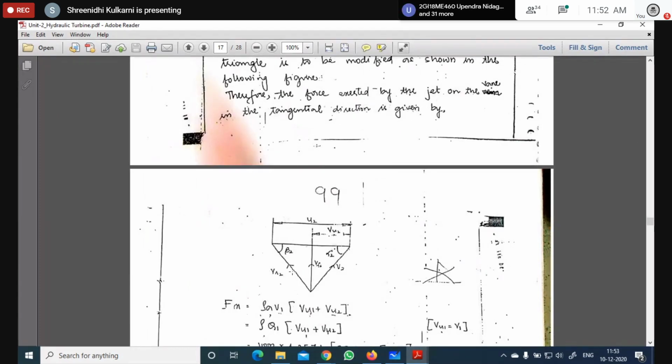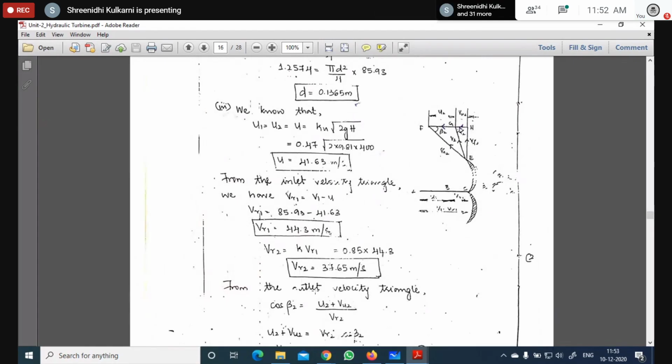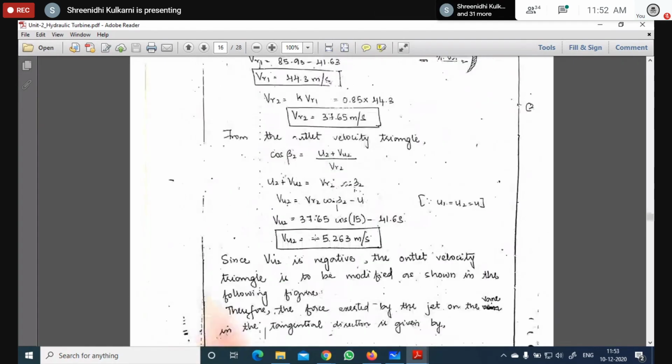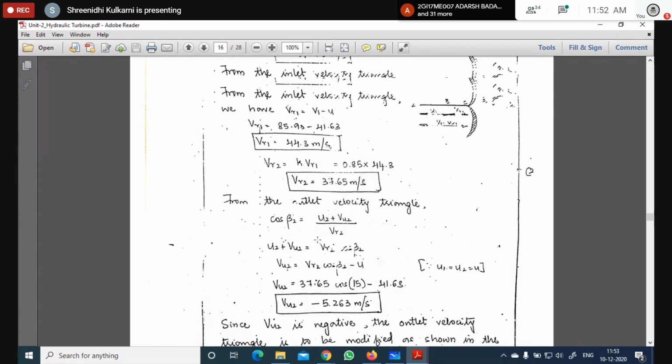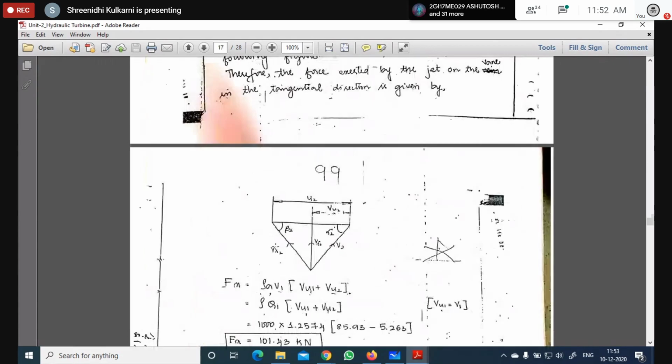This is very, very important. I hope you understood this, right? This is the initial velocity triangle, and after calculating VU2, we got the negative value. If VU2 is negative, it means we have to change the direction. I hope you understood this. Yes or no? Yes, sir. So we are going to modify; this is the velocity triangle now.